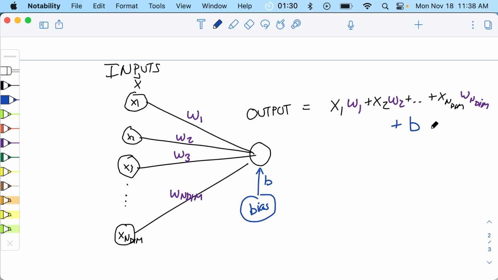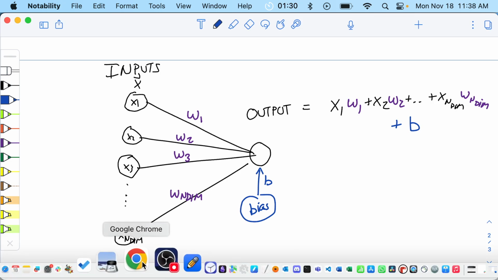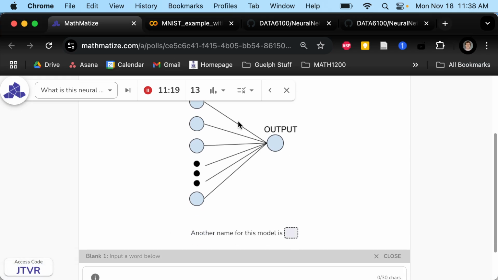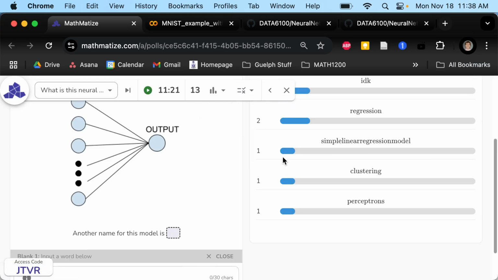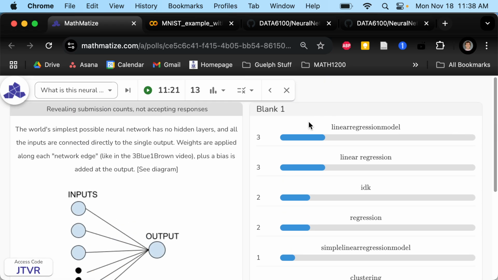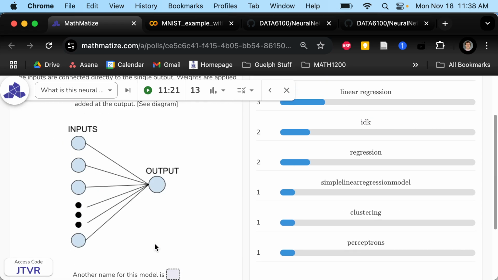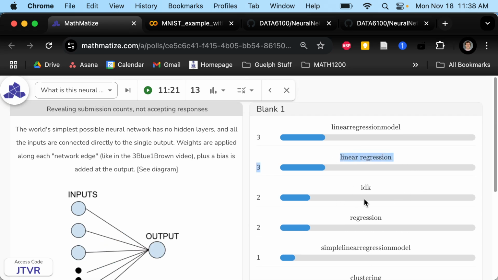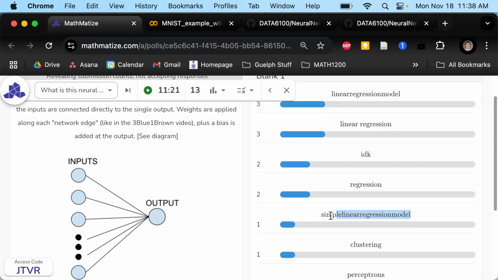This is something we've done before in the course. It has a cute name, and the cute name is what? Let's find out if you knew. The name for the model is linear regression model, linear regression, simple linear regression.